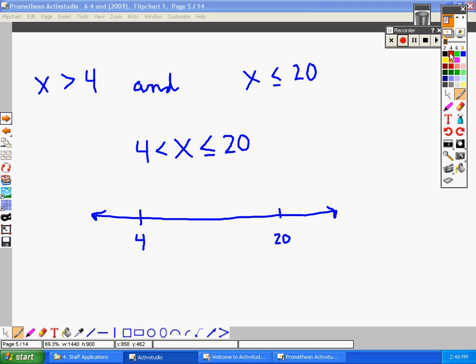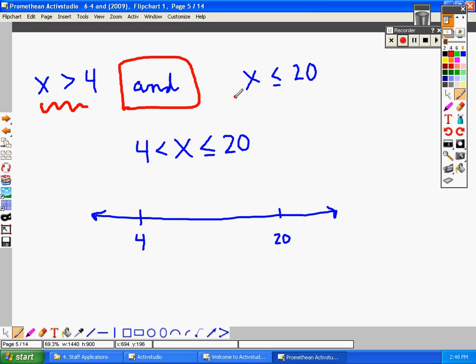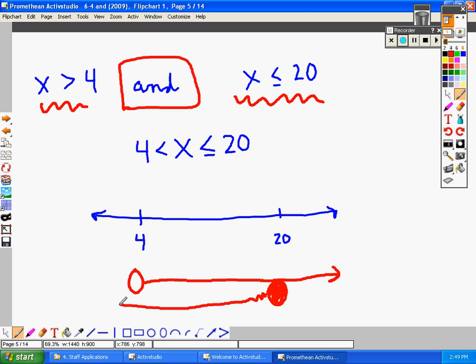So here's the first problem. X is greater than 4 and x is less than or equal to 20. We basically have to show on a number line the things that are greater than 4. A lot of times below, I maybe do a little rough sketch. So greater than 4 would be an open circle on 4 and forever this way. Less than or equal to 20 would be a closed circle because it can be 20, and then it's going to go this way forever.